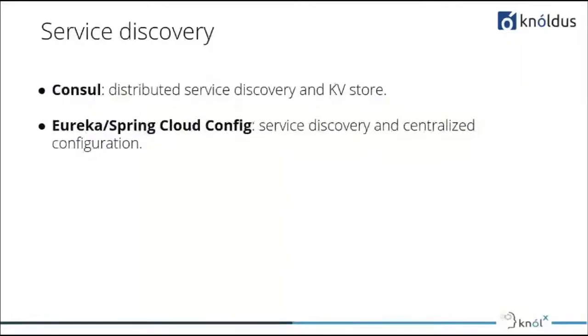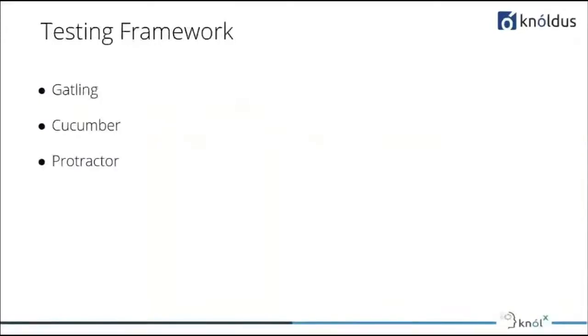Service discovery is done in two ways in JHipster: one by using Consul and the other by using Eureka. Eureka provides only service discovery, while Consul provides service discovery, a key-value store, and centralized configuration to us. And now we have testing frameworks like Gatling, Cucumber, and Protractor, and we can also test with JUnit and Jest.